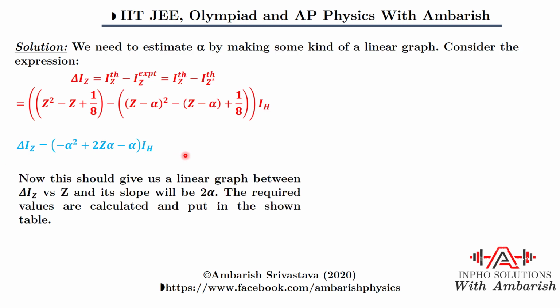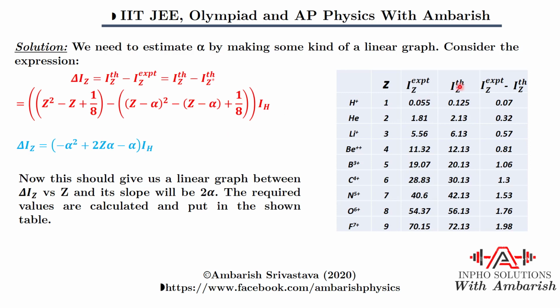Now this should give us a linear graph between delta IZ and Z, and its slope will be 2 alpha, as I said. And the required values we have calculated in a table. So I have prepared this table, and we have subtracted the experimental and theoretical values to get the value of delta IZ. So the rightmost table is the subtraction of experimental and theoretical ionization energy values, and this is the table that you get.